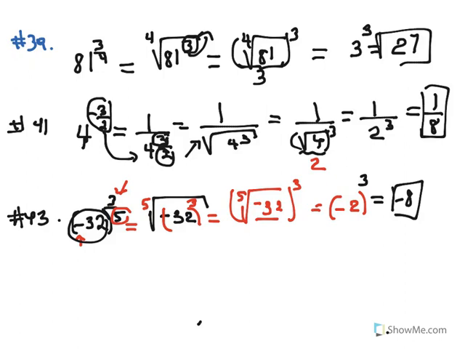Okay, let's do problem number 45. In problem number 45, I have x to the 3/4. Easy, a radical. This number is below, is under, that's the root. I have the 4th root of x to the third.